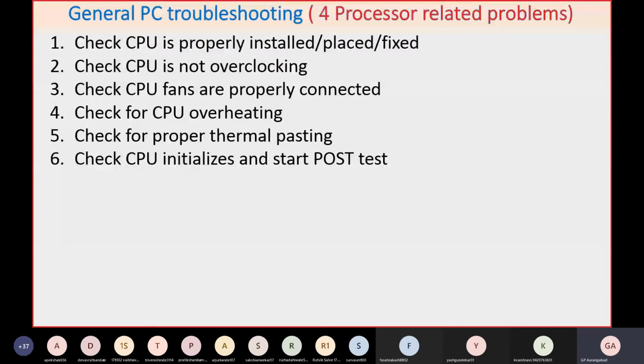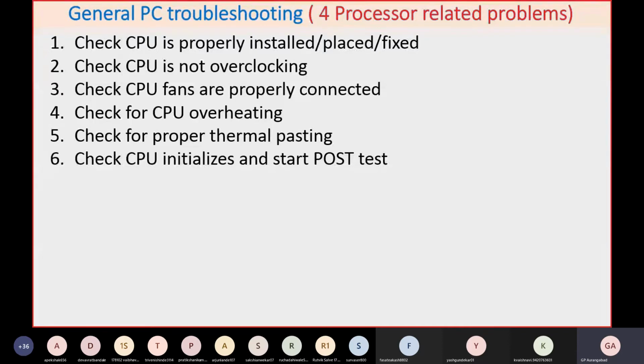Then check for proper thermal pasting. This is especially required because the heat sink that is put onto your CPU is normally cemented with what is called thermal paste, just to have a smooth, easy flow of heat from the CPU so that it is easily dissipated to your heatsink. Then finally, check that the CPU initializes and starts the POST test.